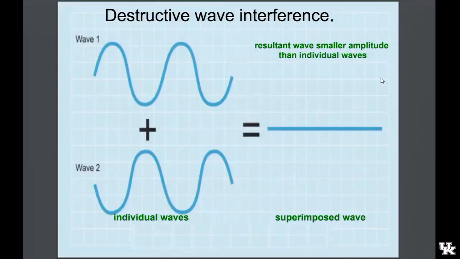So again, a crest and a trough cancel each other out. This also happens here. You've got crest, you've got trough at the same moment. Cancellation. This happens here. You've got trough and crest at the same moment. Again, cancellation, and you get this destructive interference where the superimposed wave looks like the waves have vanished. So that's destructive interference.